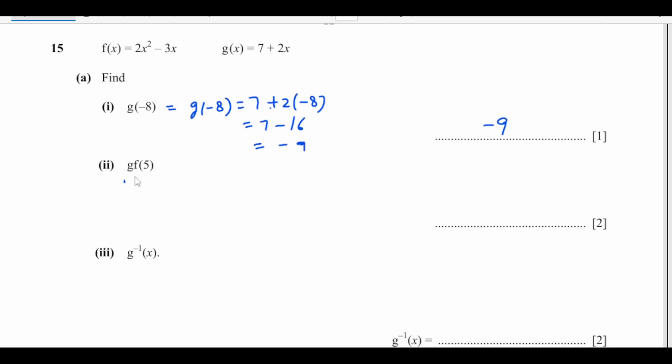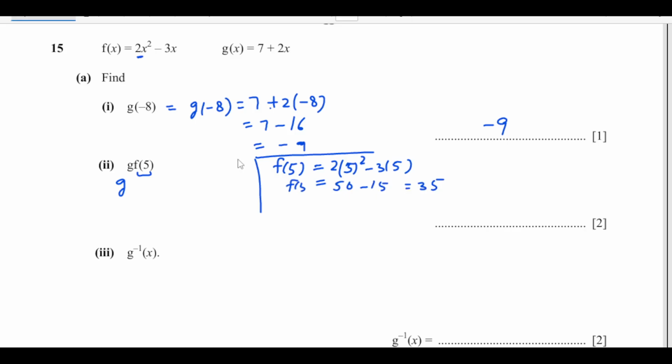Now g of f(5). For that, first we have to find f(5). So for f(5), just replace x in f(x) with 5. So 2 times 5 squared minus 3 into 5. I'm sorry, this is not 3, this is 5. 5 squared is 25, times 2 is 50, minus 15, that is 35. So f(5) is 35. So I'll replace this f(5) by 35.